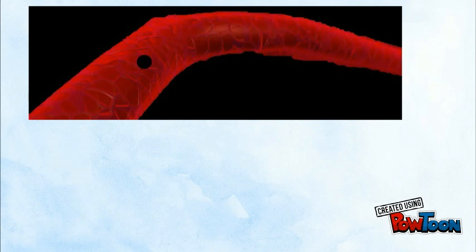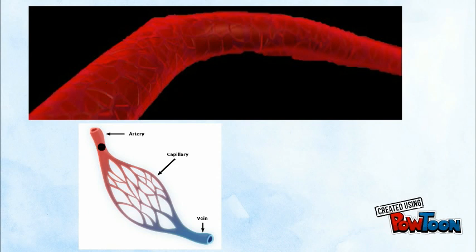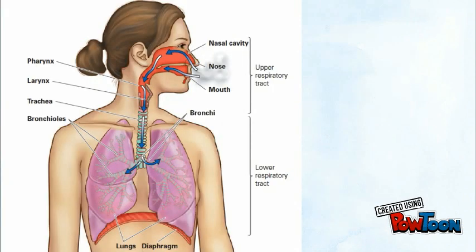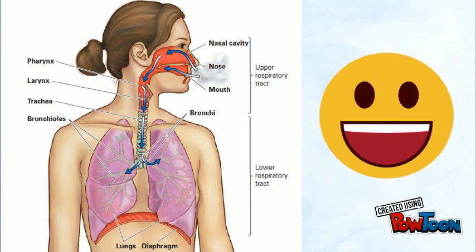Once the carbon dioxide reaches the lungs, it goes into the capillaries surrounding the alveoli, where it is then diffused into the alveoli. Once inside the alveoli, the carbon dioxide travels back up the bronchioles, through the bronchi, through the trachea, larynx and pharynx, and back out the nose into the open air.